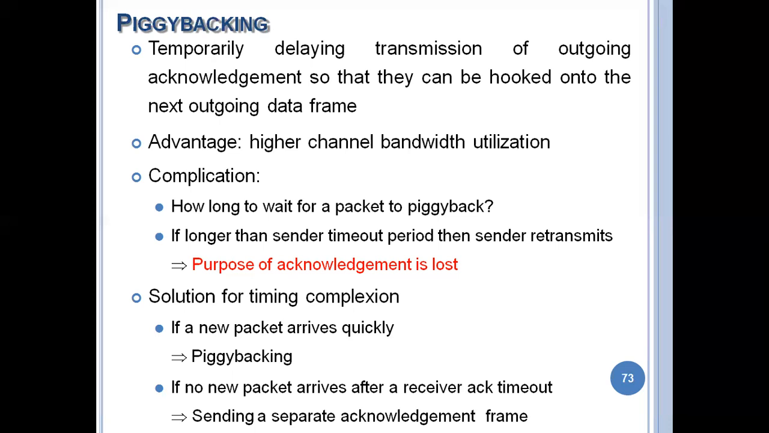If the packet spends more time in the piggy bank, the sender doesn't know about that particular data packet, so he again retransmits it. That is another complication in the piggy banking scheme. The purpose of acknowledgement is lost, so whatever purpose we created this scheme for is lost. These are the two complications in piggy banking, but the advantage is that higher bandwidth is utilized.